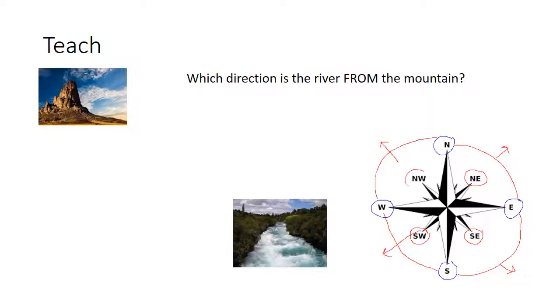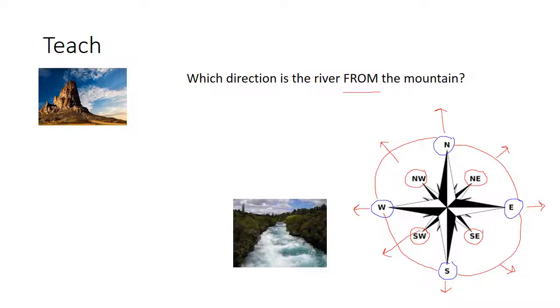Okay, so here's our north, here's our east, here's our south, and here's our west. But we've got these other directions here, don't we? Northwest, northeast, southeast, southwest. Really, there are about 8 directions I want you to understand. So which direction is the river from the mountain? Well, from's important.